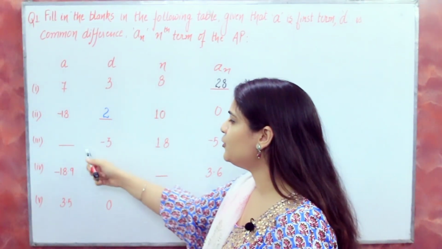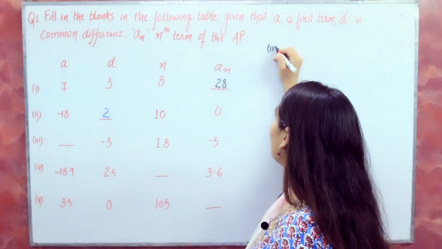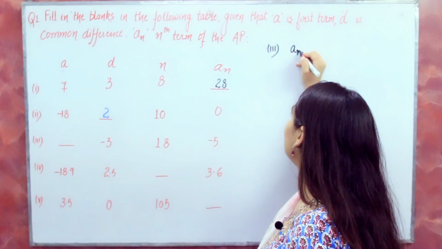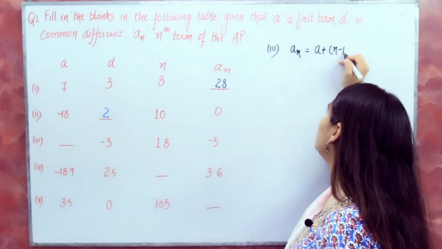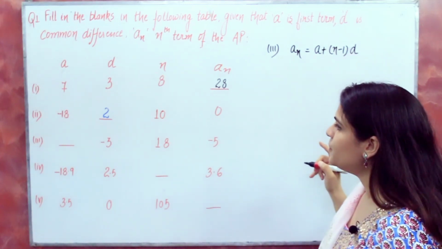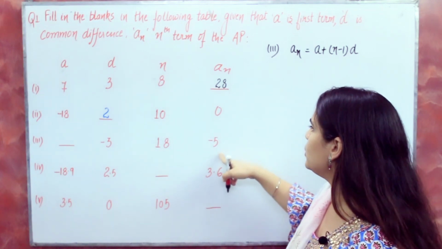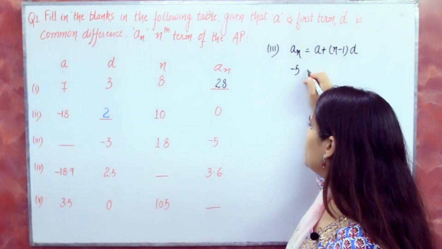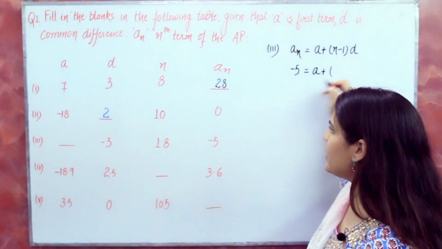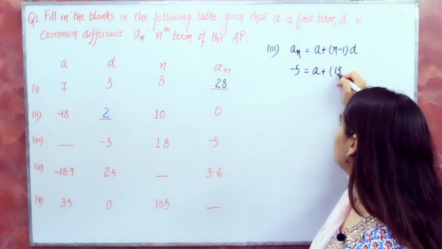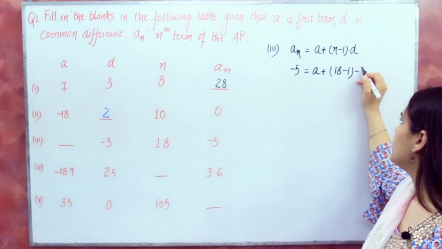In this part you have to find the value of first term. So you have to use formula AN is equals to A plus N minus 1D. Now we will do substitution. Value of AN is equals to minus 5. Value of A we have to find. Value of N is equals to 18 and common difference is equals to minus 3.